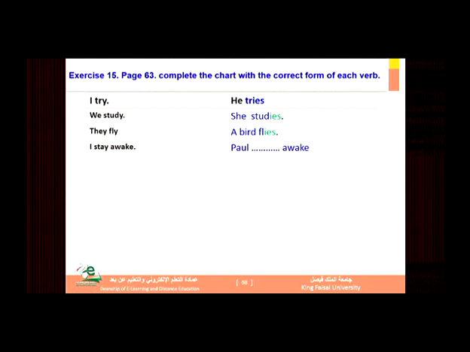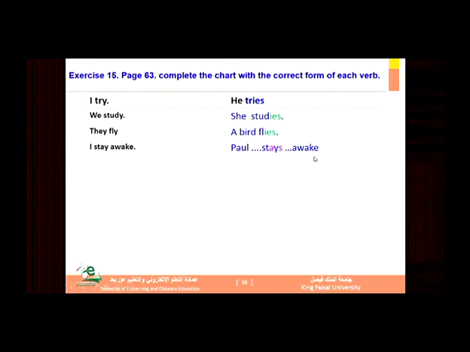I stay awake. Paul stays awake. What do we do with this verb? Look at this verb. It is the verb stay. This verb ends in Y, that's true. But if you look before the letter Y, you will find a vowel sound rather than a consonant. So we have A, so we have a vowel. In this case, you cannot delete the Y and replace it with I. You just add an S because you have a vowel here.